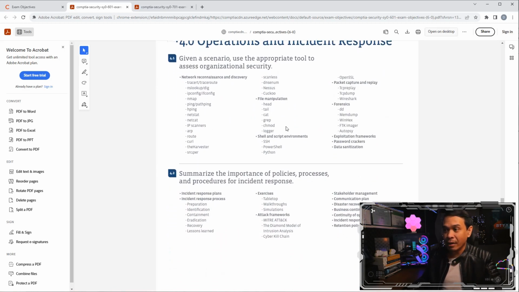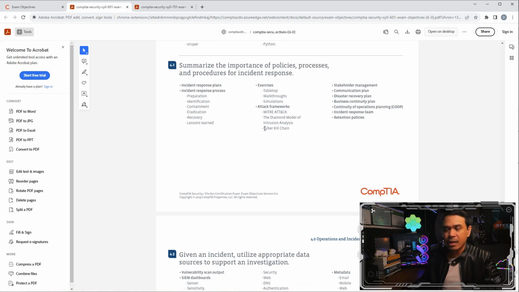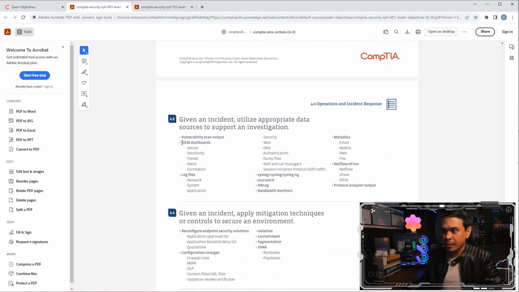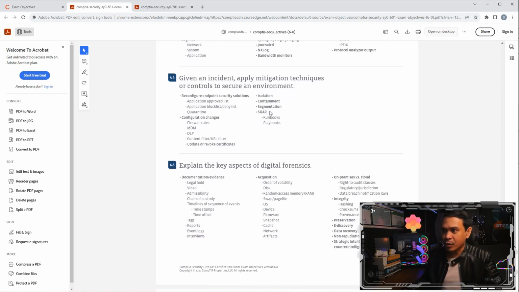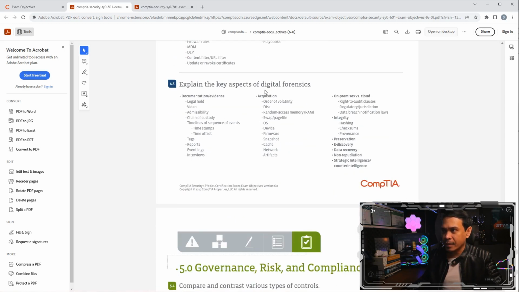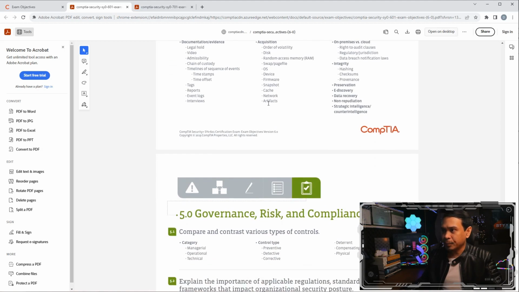Domain 4 is operations and incident response. Basically, I would say this is more in the direction of a SOC or Security Operations Center, where reconnaissance and discovery are introduced. What else? Packet capture, forensics, and attack frameworks such as MITRE ATT&CK and the cyber kill chain are also added. Tools that we use in a SOC environment such as SIEM, syslog, log files, metadata, NetFlow, sFlow, etc. We also have SOAR, and under SOAR we have both runbooks and playbooks. We have configuration changes for many different appliances and security technologies such as firewalls, DLP, URL filtering, etc. These are also some digital forensic concepts and terminologies.